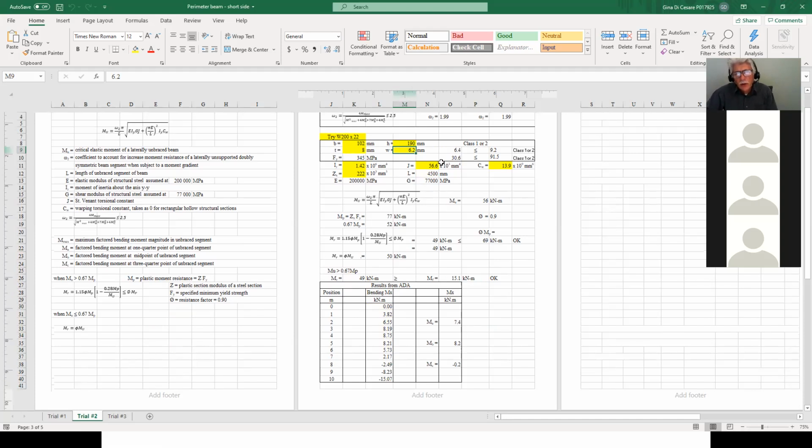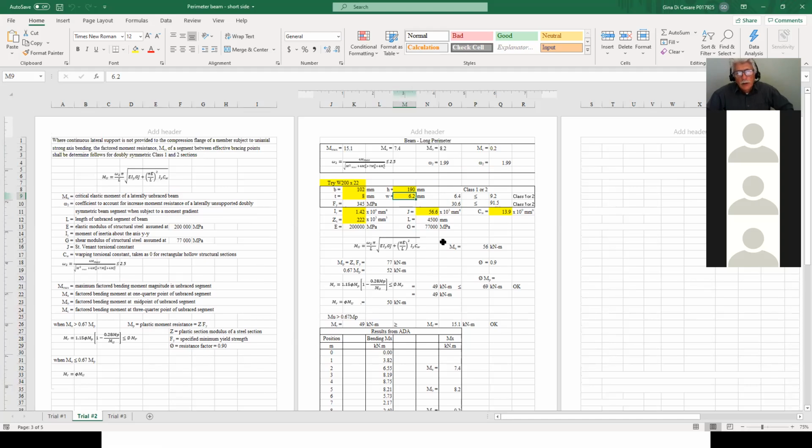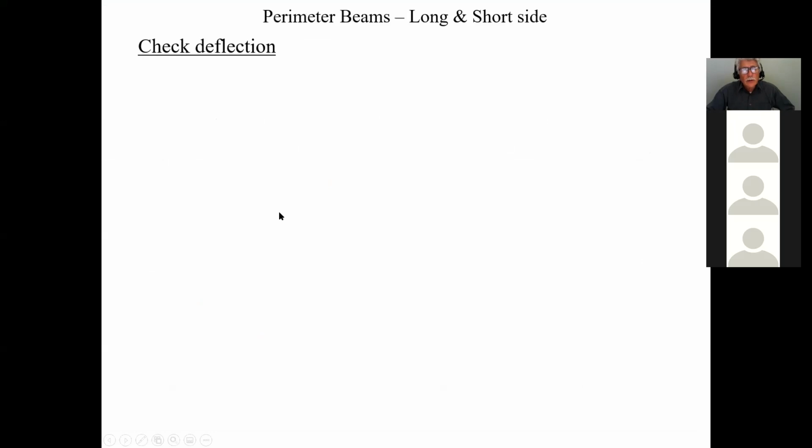So put in all the values here, and I'm sure it's going to work because I did it here myself. Okay, this is my file, understand? So it should work. And that's it. So now you've got your perimeter beams designed. And once you've convinced yourself that they're good, then you check deflection.